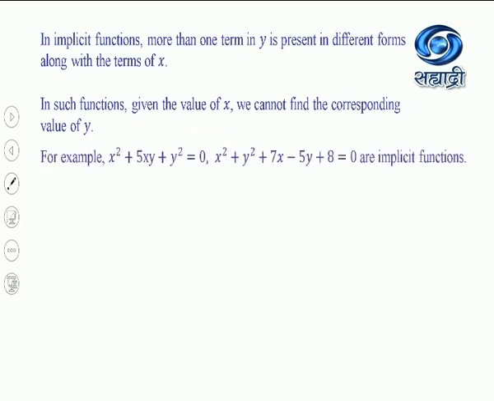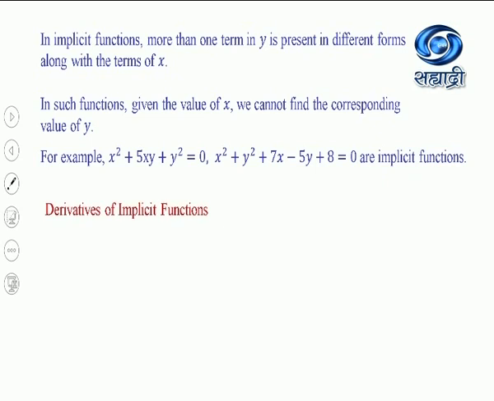Now, for example, see here students, x square plus 5xy plus y square. Now, this is a function f of x, y equal to 0. We denote it by f of x, y because both the variables are present here. Similarly, we can define this function as f of x, y equal to 0. Now, there are both the variables. We can't separate both the variables. So, we say that they are implicit functions.